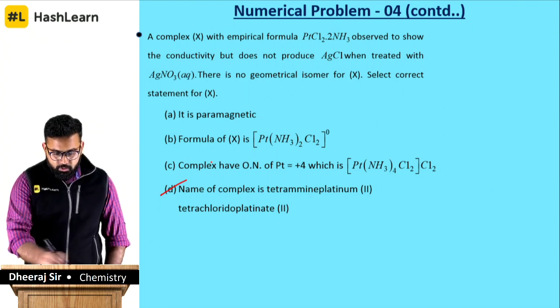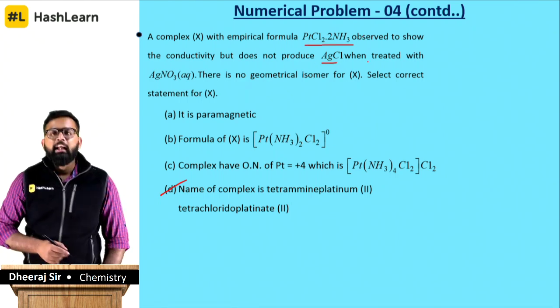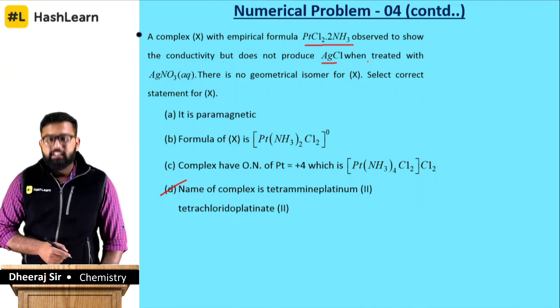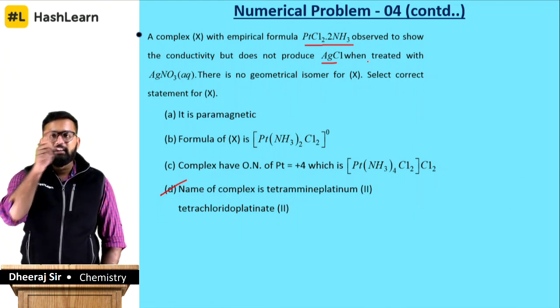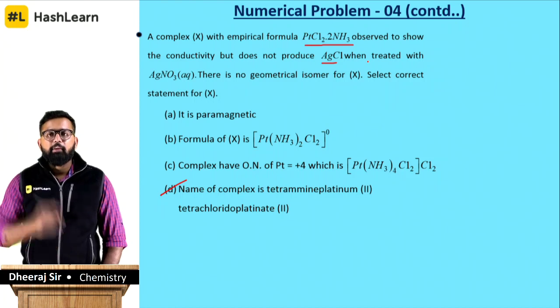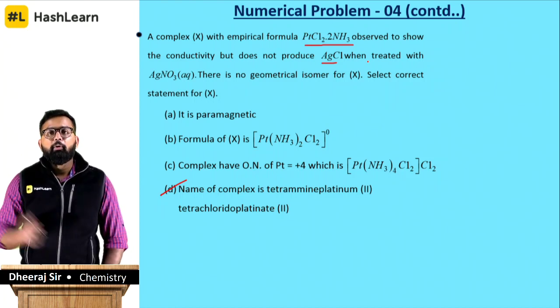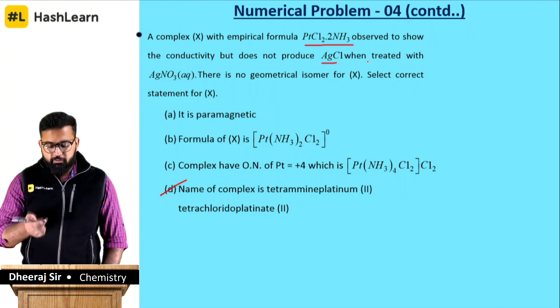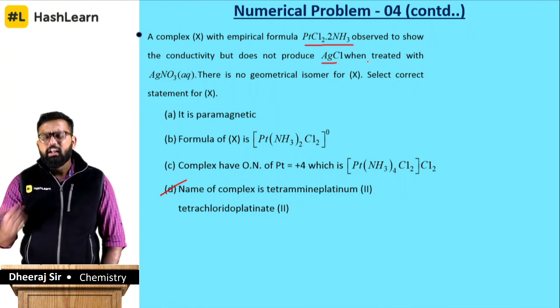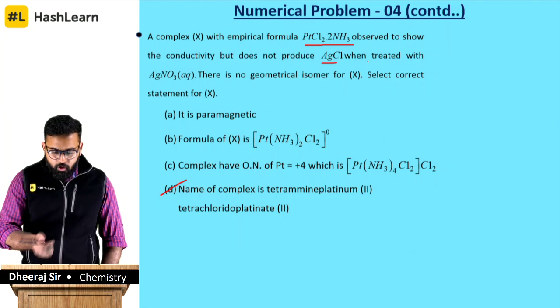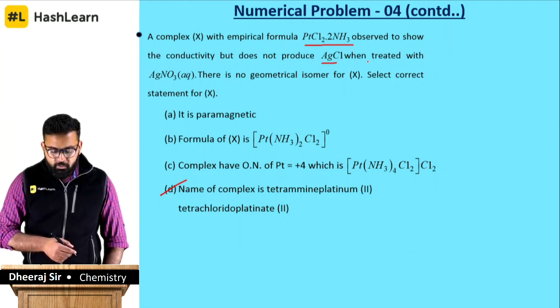So a complex with empirical formula is observed to show conductivity but does not produce AgCl. If it does not produce AgCl, it means there are no ions present outside the coordination sphere, because anything present outside the square brackets, that's the coordination sphere, will produce ions. But if they say it does not produce AgCl, which means nothing is present outside. So what is going to happen? Everything is going to be present within the square brackets.